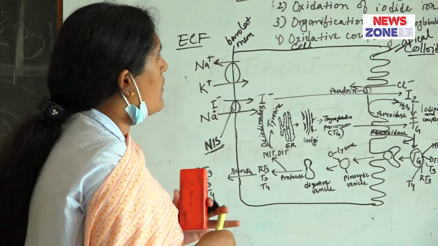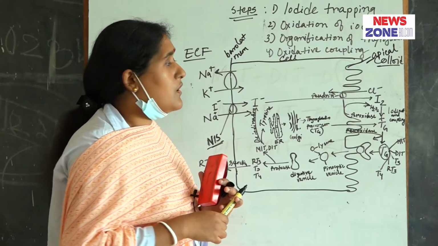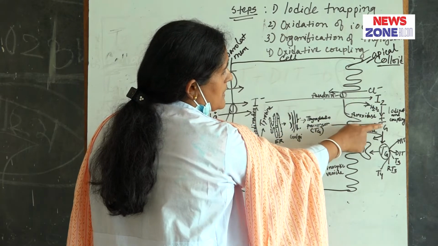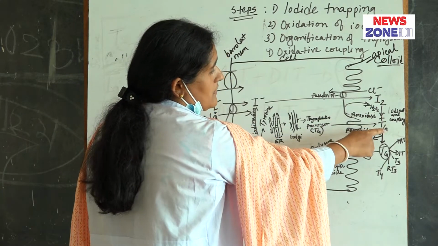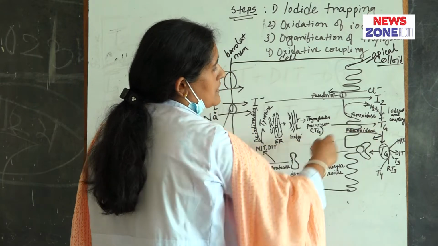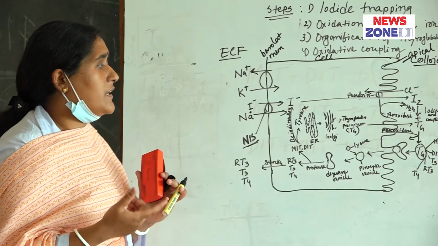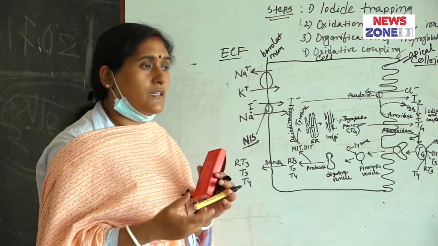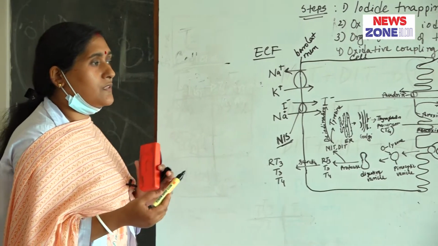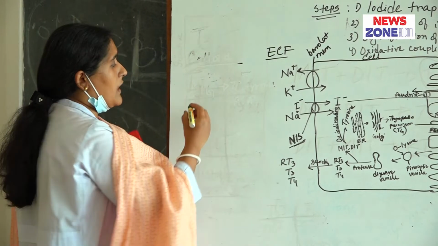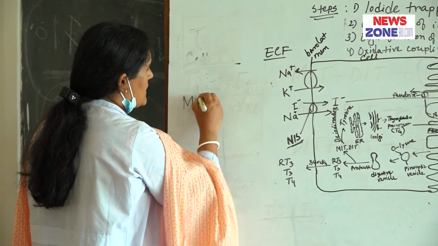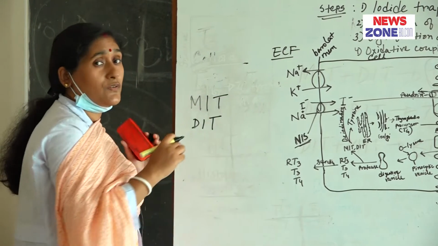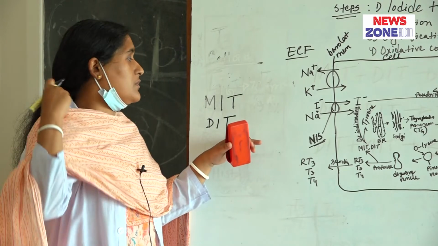Then number 3 is organification of thyroglobulin. Organification of thyroglobulin means this oxidized iodine binds with the tyrosine residue of the thyroglobulin. This binding of iodine with the tyrosine residue of thyroglobulin is called organification. By this organification, ultimately MIT and DIT are formed. MIT means monoiodotyrosine and DIT means diiodotyrosine.